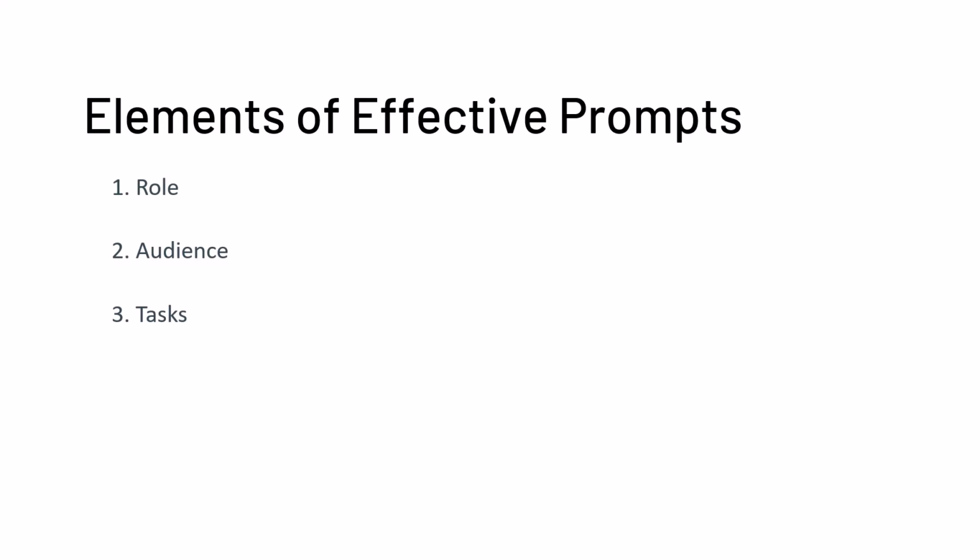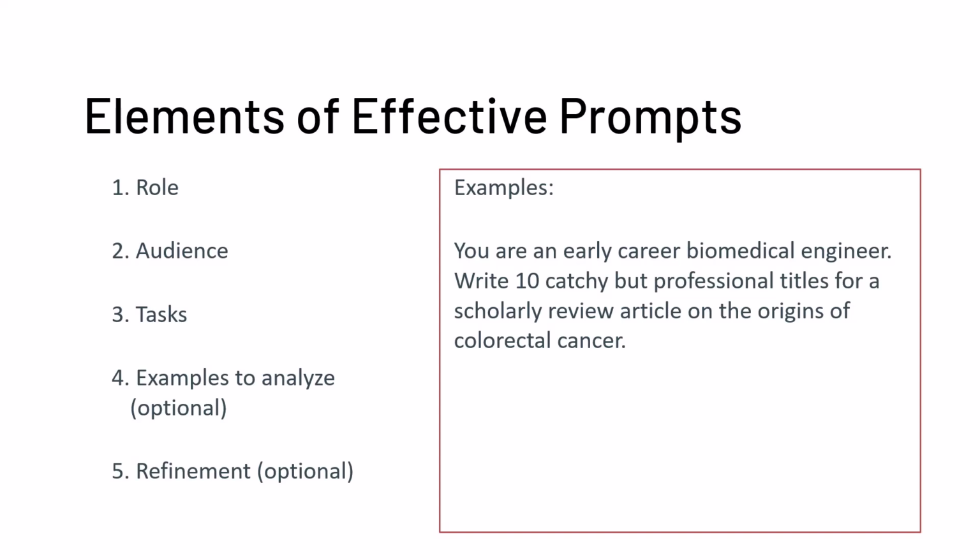The next two elements are optional. Examples to analyze refers to information you want the AI tool to review, analyze, or summarize, usually to inform the output you want it to create. Providing examples gives the AI concrete material to work with and helps ensure the output is relevant and grounded in your specific context. Finally, refinement is when you ask the AI tool to adjust its output to better match what you're looking for. This iterative approach allows you to fine-tune results, whether you need a different tone, more detail, or a revised format. Here are a couple of examples.